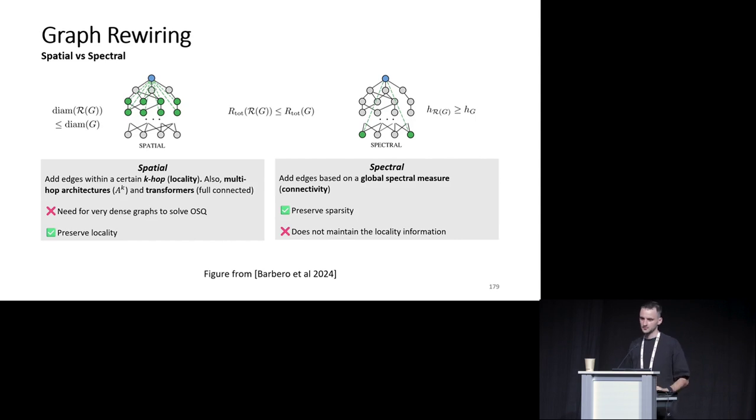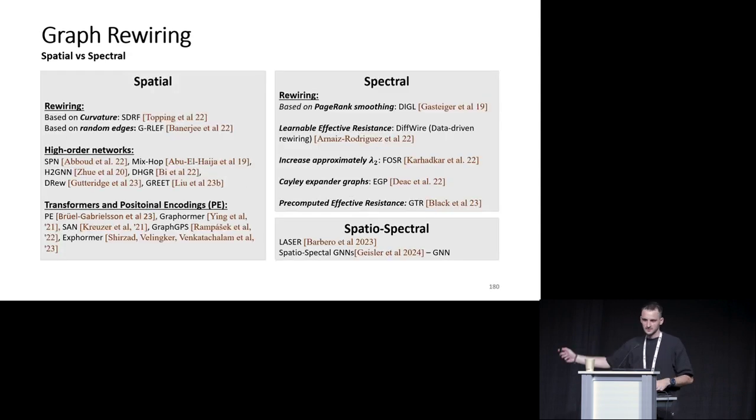And with the spatial one, you preserve more the locality information, so the inductive bias that Ameya was talking about before, but you need to rewire a lot because, as it's based on more local changes to connect the whole graph, you have to connect more. And on the other hand, you have the spectral way, where you preserve the sparsity because you don't need to add that many nodes to connect everything, but you lose this inductive bias, this locality information. And there are some approaches, spatial, spectral, and a couple of them spatial-spectral.